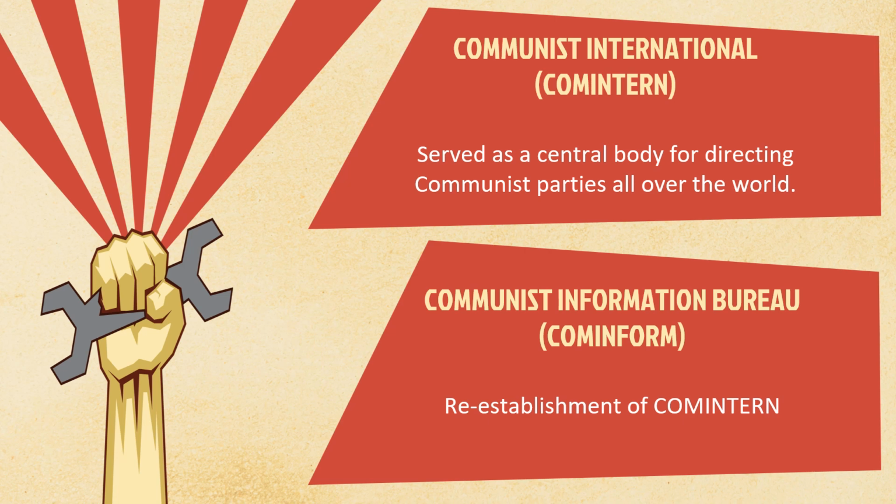During the division of Europe, Europe was split among the United States, Great Britain, and the Soviet Union. So Eastern Europe became the contested area. And the Cominform helped direct the various communist parties that had taken power in Eastern Europe.